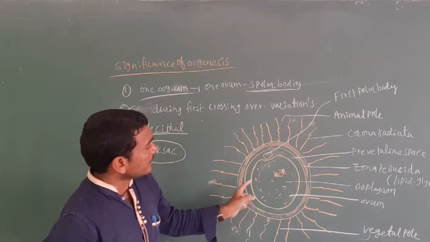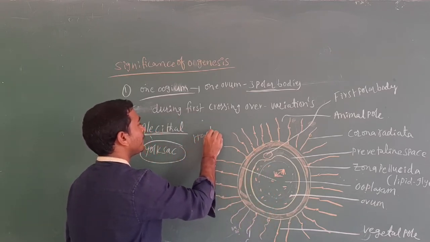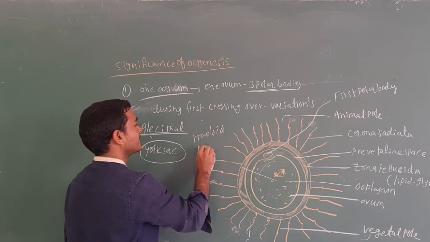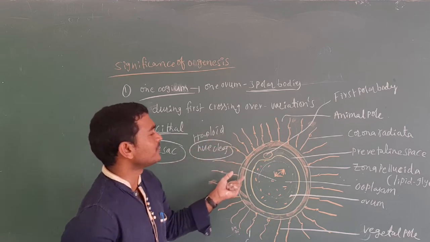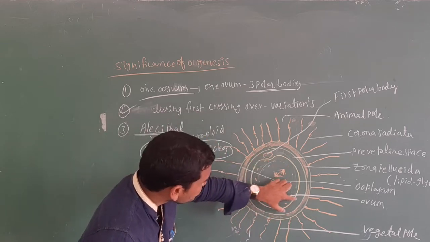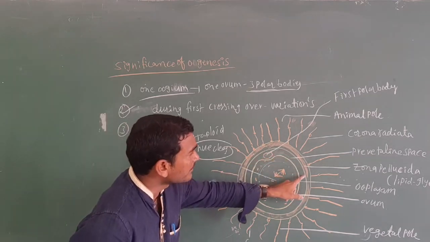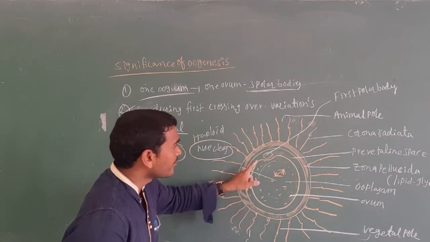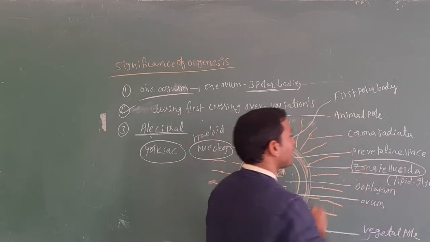Here in the ooplasm, the haploid nucleus is present. See here in the diagram, if you observe, it is covered by the plasma membrane. That membrane we call the zona pellucida.